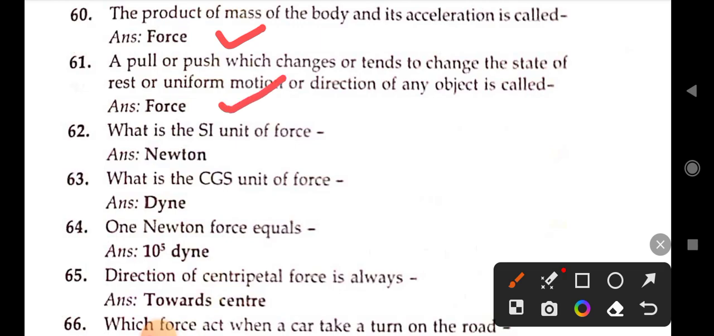What is the SI unit of force? Newton. What is the CGS unit of force? Dyne. 1 Newton force is equal to 10 to the power 5 dyne. The direction of centripetal force is always towards the center.